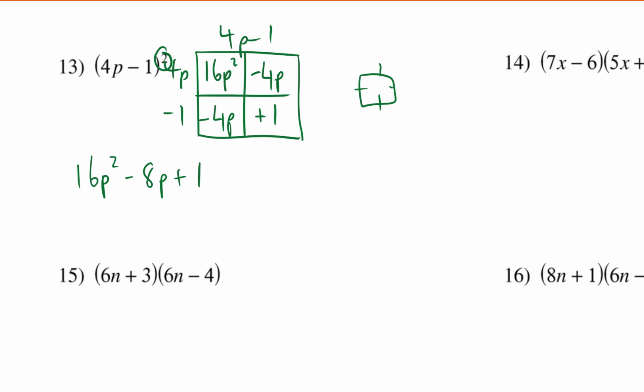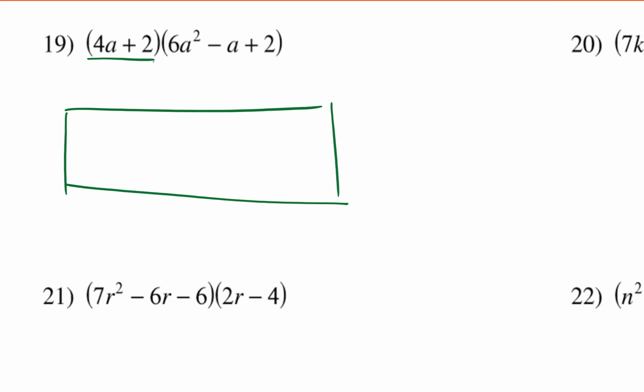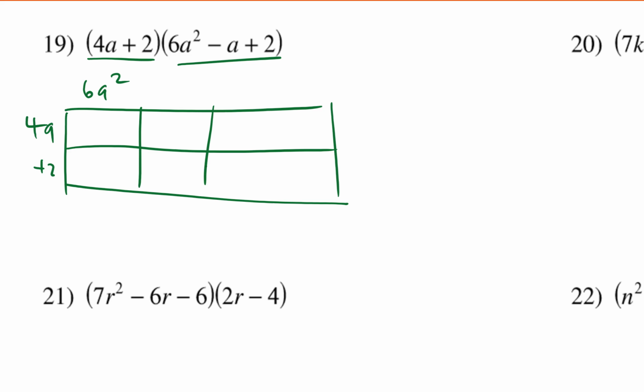Any other questions? What number do we have to go to? I'm glad someone gave this sort of question a go. Alright? So, what's this box going to be? 2, 3. It's a 2x3 box, because this bracket has two parts, which is 4a plus 2. This bracket, broken down to 6a squared, negative a, and 2.